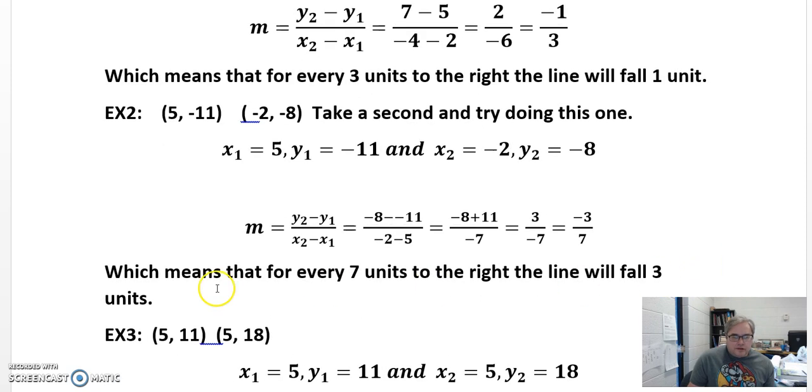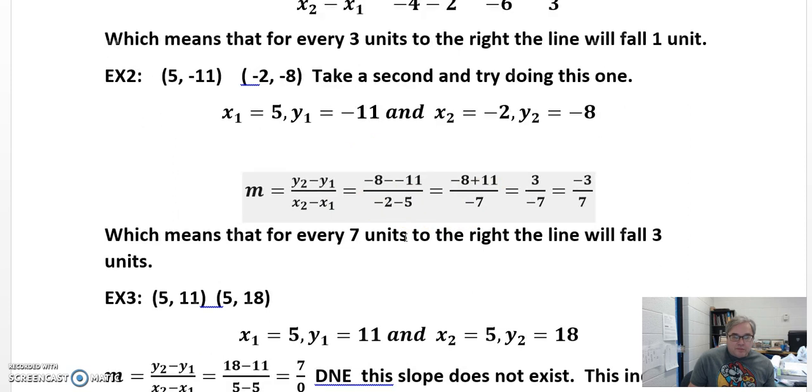Second example, let me scroll this up a little bit. It's a little more complicated. I'm throwing more negatives in there. I'm not going to talk my way through all of it. You can go ahead and pause it and see if my work is right. But when the dust settles from this one, 3 over -7, I myself always move the negative up on top. I like that on top. So it means 7 units right, and this one's going to fall 3 units. These can get more complicated. I could use decimals, I could use fractions here, but this is the concept to get you used to using the formula. Now a couple of special cases.